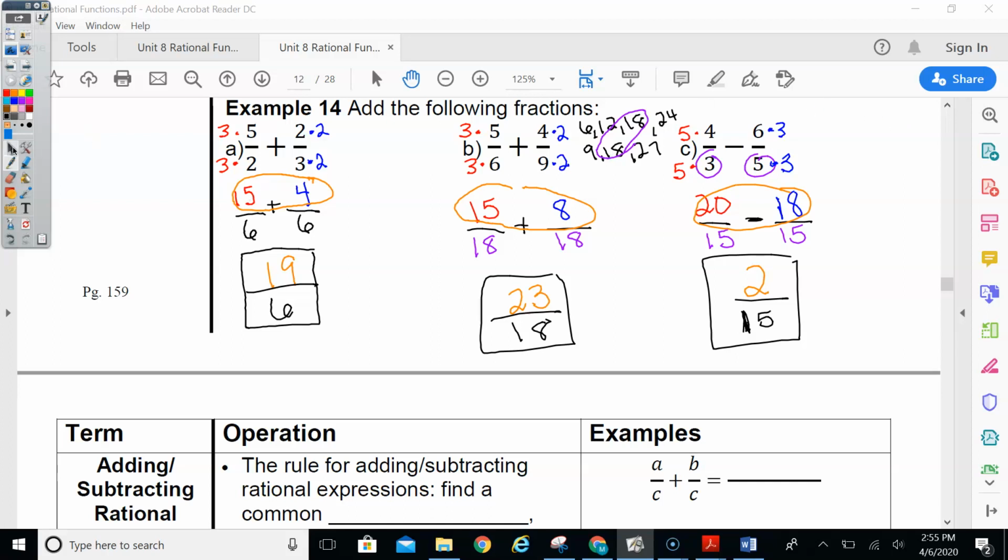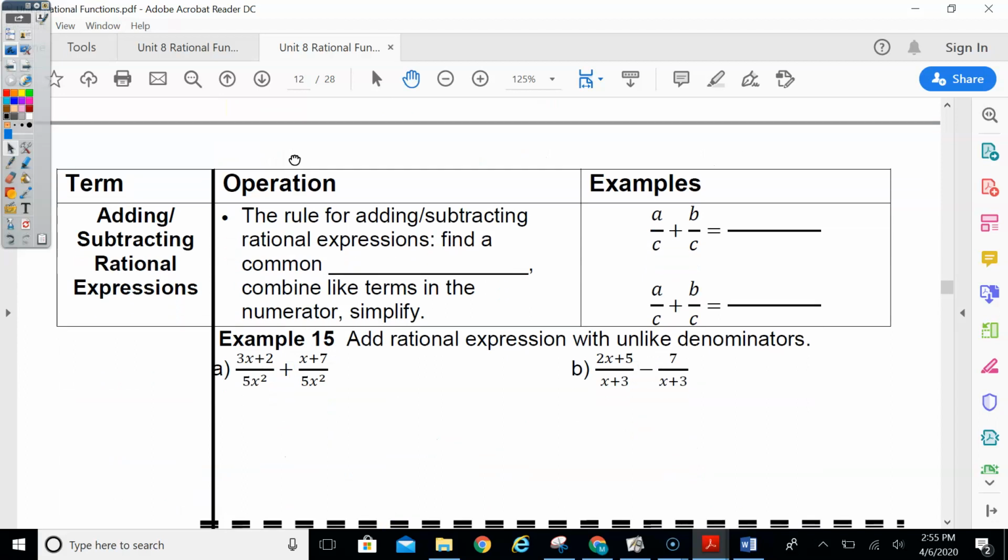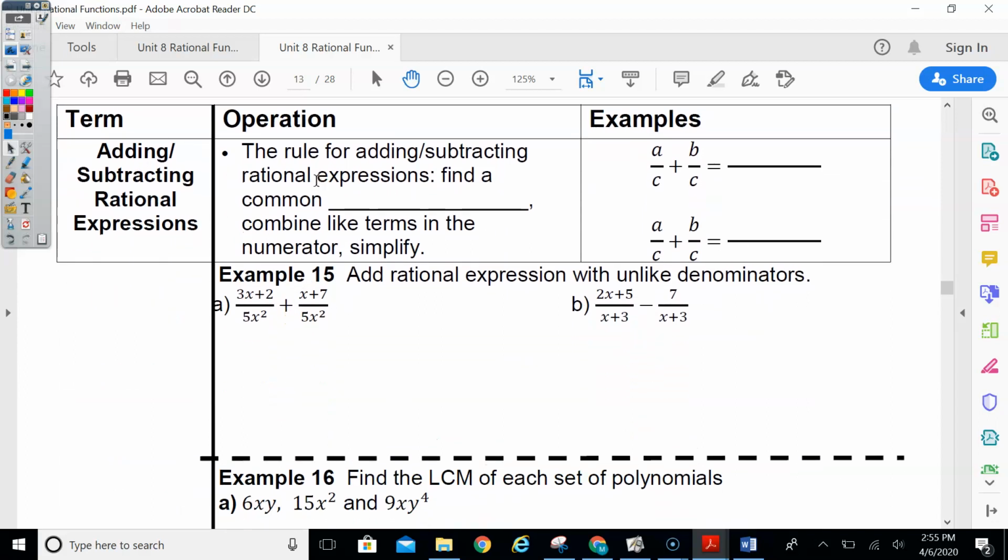Okay, so now we're going to do this with rational expressions, which means they have an x in the numerator and the denominator. So what's the general rule? The general rule for adding or subtracting is that they have to have common denominators. If they don't, then you got to make them common denominators. If they are the same, then all you do is add numerators together. A plus b in the numerator, and the denominator stays the same. So this is just c.